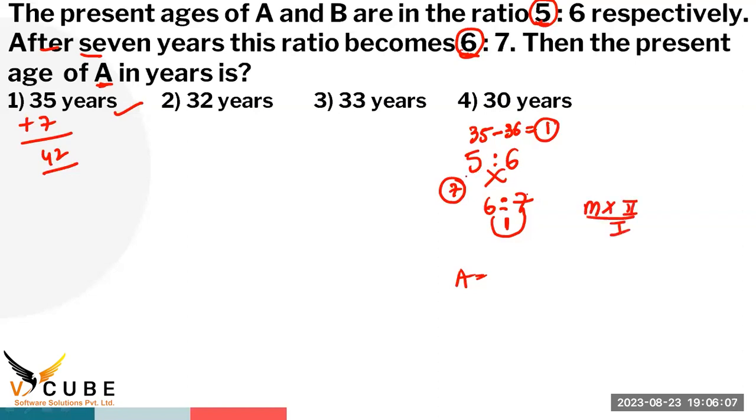We have to find out the present age of A. Present A is how many parts? 5 parts. After how many years? 7 years. 7 fives are 35, into step 2 difference by step 1 difference. So then A's present age is how much, guys? 35 years. So that's why the first option is the right answer.